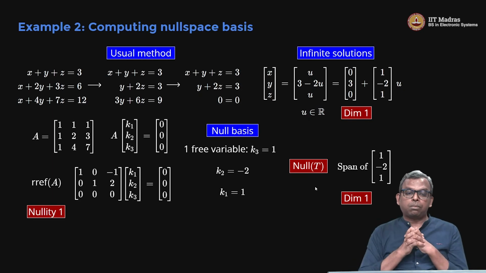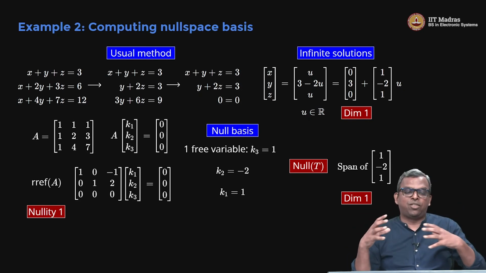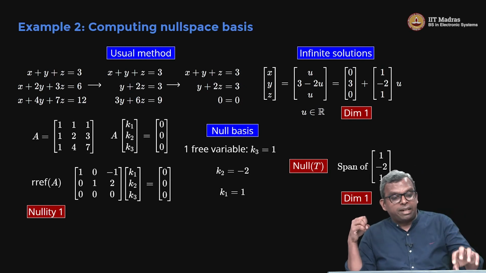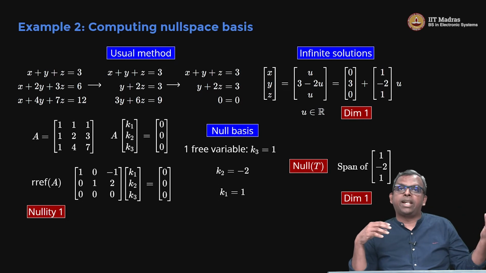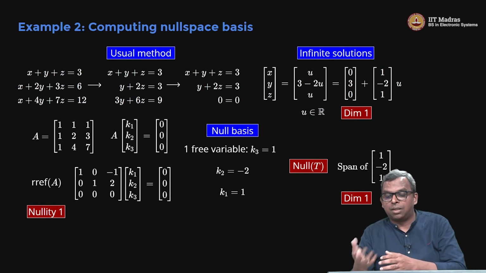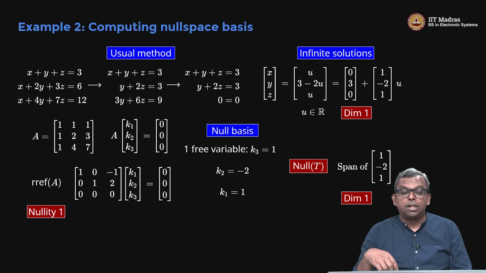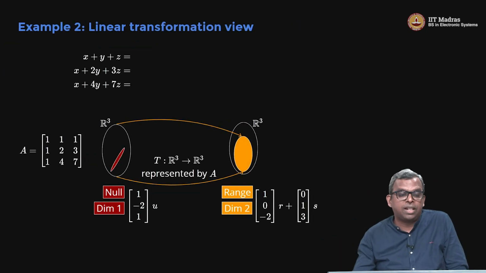So now for my equation that I'm trying to understand in a more abstract way in terms of linear transformation, I have the matrix which represents the linear transformation. I know the column space, I know the range, it's a two-dimensional subspace, I know the basis for it. I know the null space, which is a span of 1 minus 2 1. So I'm going to put together a picture of the linear transformation view. Okay, so here is the picture.